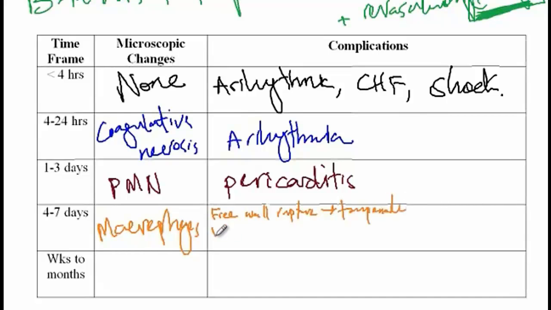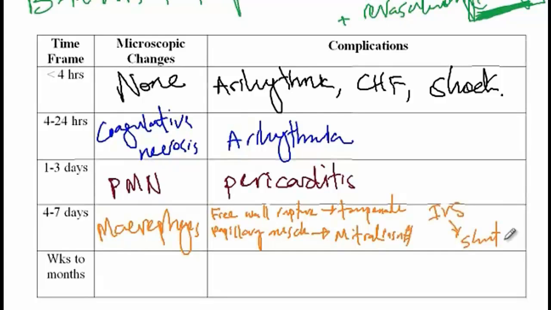It can cause rupture of the papillary muscle, which will lead to the mitral insufficiency. It can cause the ventricular aneurysm, and then finally it can also cause the interventricular septum rupture, as a consequence of which there would be shunting of blood from the left side of the heart to the right heart.